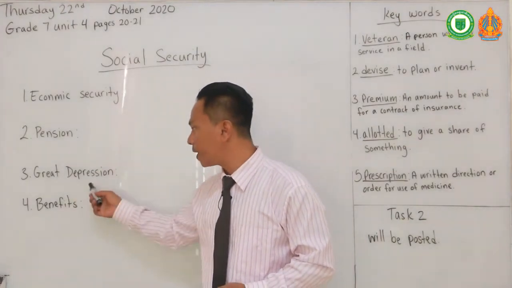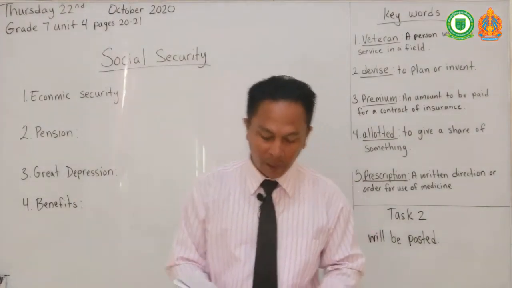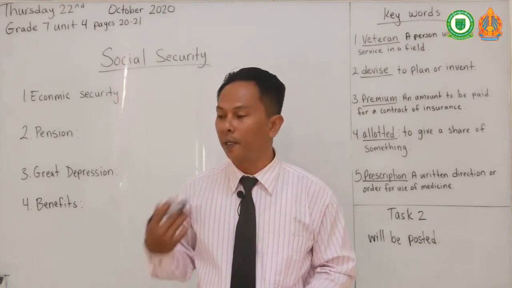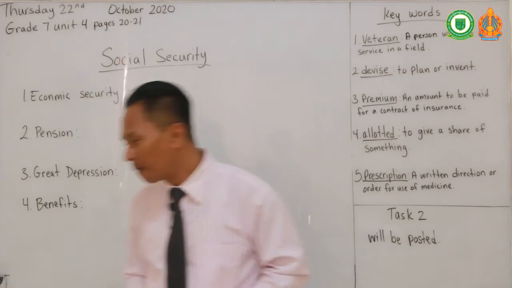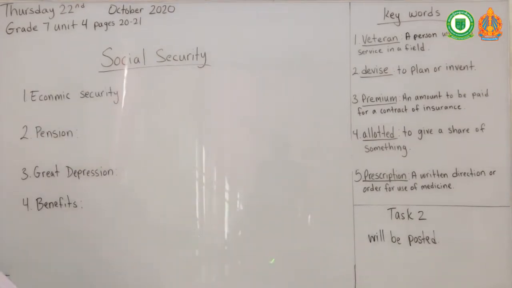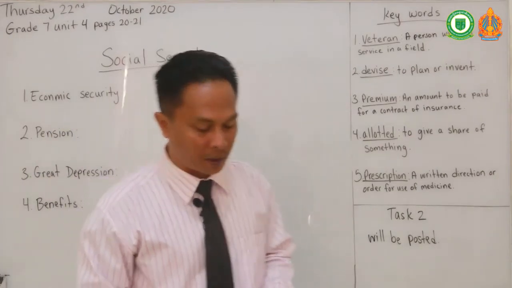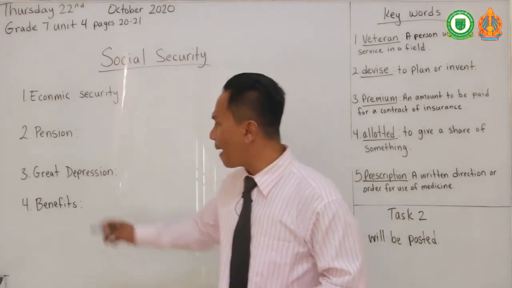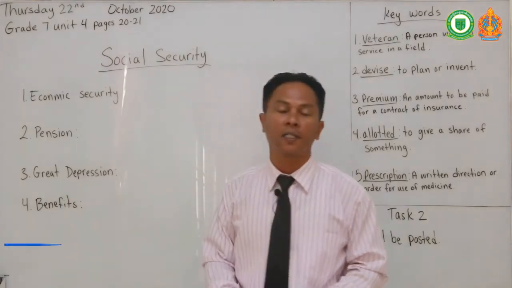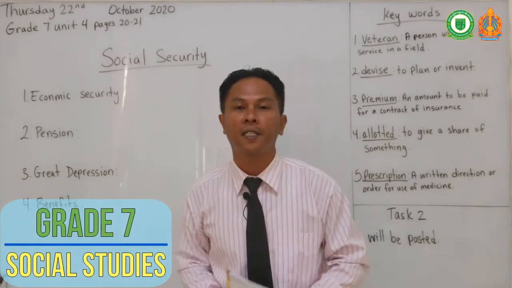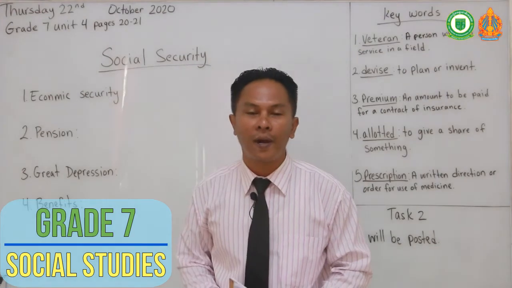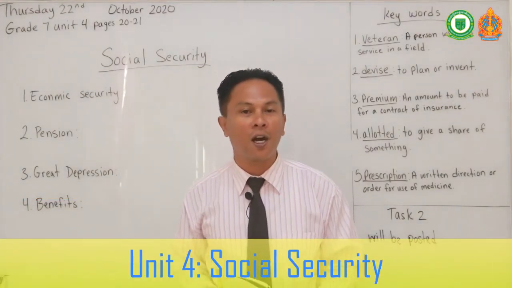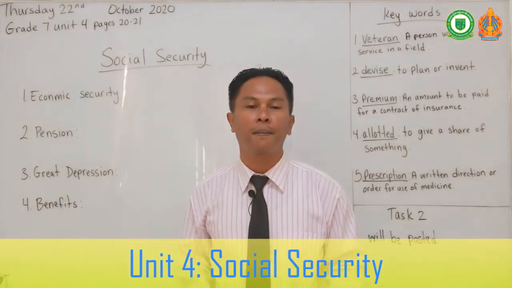And the Great Depression. The Great Depression is how Social Security became. Because, who was it? President Franklin Roosevelt. He was a president during the Great Depression. And what happened during the Great Depression was the stock market had crashed. Okay, when the stock market crashed, there was no money to be made. Everybody lost their jobs. Investors, they lost a lot of money.